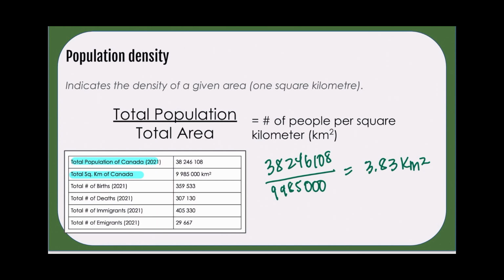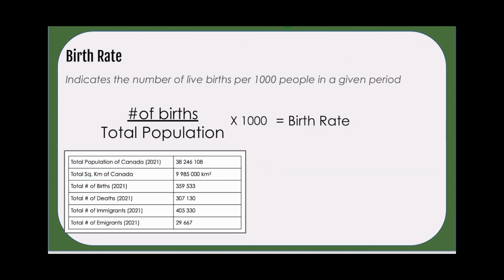Now for demographics, I tend to tell my students to always go to 2 decimal points. You're going to want to check in with your teacher or your instructor to find out what they would prefer. So this may be teacher specific, but for the purposes of this video, we're going to be going to 2 decimal places where possible. Next up is birth rate.